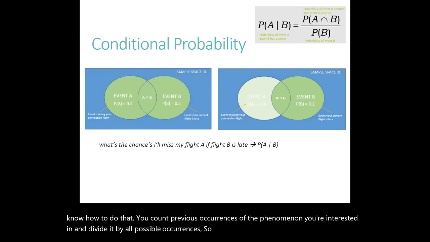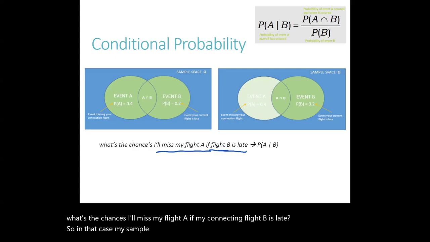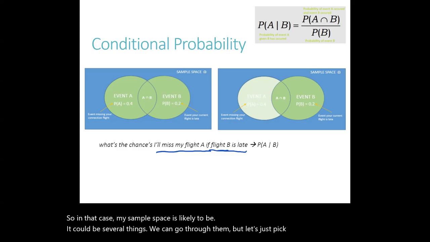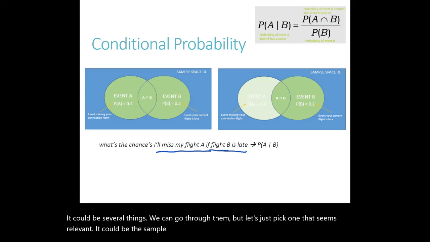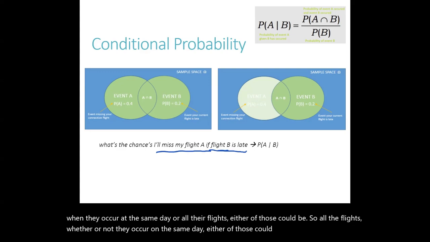So in this example, we're asking the question, what's the chances I'll miss my flight A if my connecting flight B is late? So in that case, my sample space could be several things. We can go through them, but let's just pick one that seems relevant. It could be the sample space where both flight A and flight B, all their flights, occur on the same day, or all their flights whether or not they occur on the same day. Either of those could be sample spaces that might be useful for us.